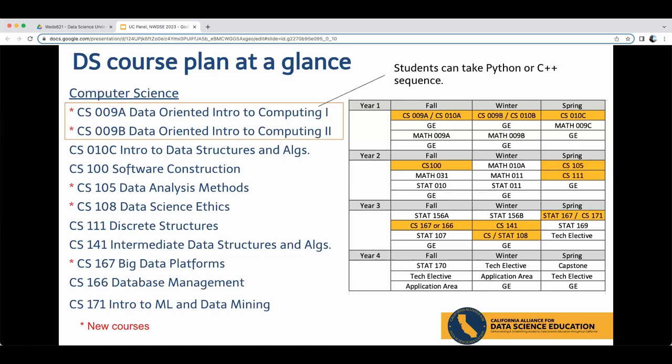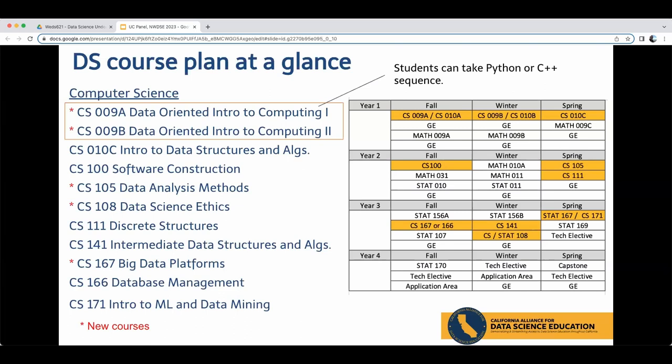Our CS10C is our data structures course. CS100 is where they learn their tooling. So they learn about version control, they use Git, they learn about project management, and they learn about larger software development. So this is where that material is emphasized.